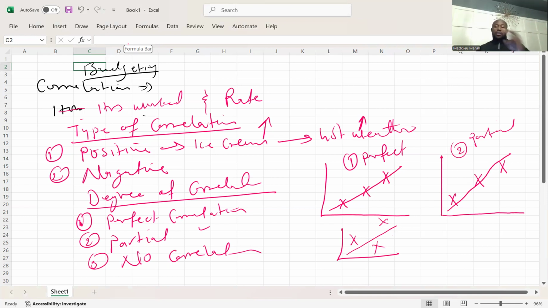What can be the correlation? Correlation can be positive or negative. Okay, this is the idea of correlation. Now, how do we calculate the strength of relation, which is our nightmare, how to calculate the strength of correlation? So let's do the formula. Let me give you the formula on how to calculate the strength of correlation, and then we move to practical examples.